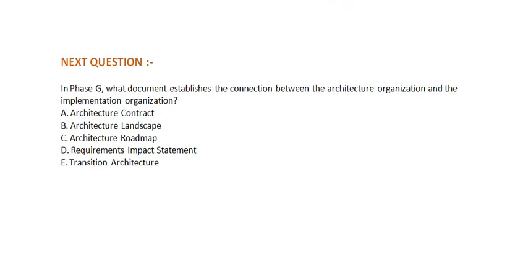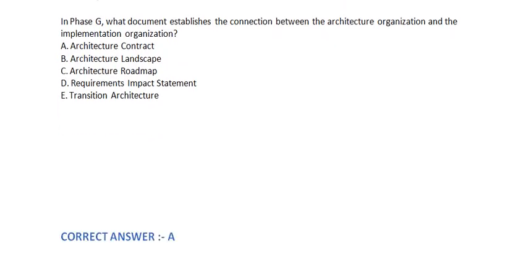Option B, architecture landscape. Option C, architecture roadmap. Option D, requirements impact statement. And option E, transition architecture. The correct answer is option A.